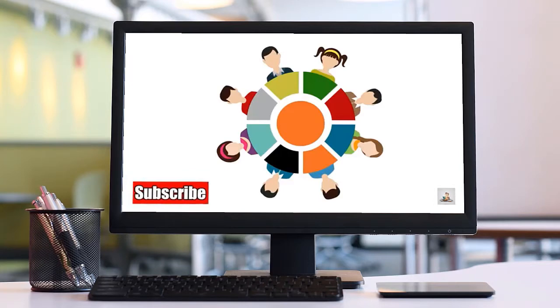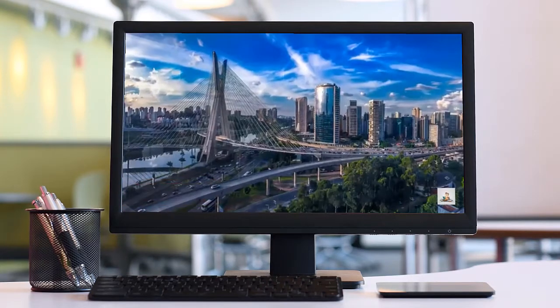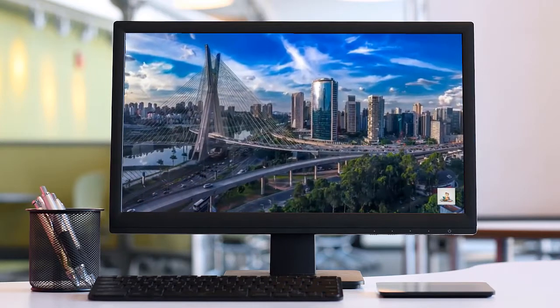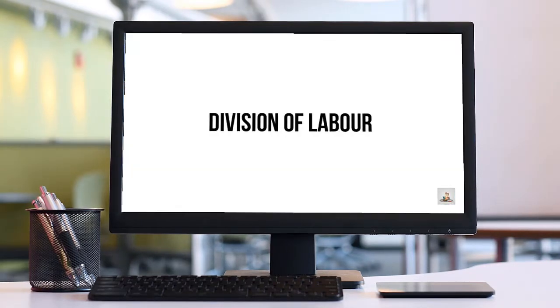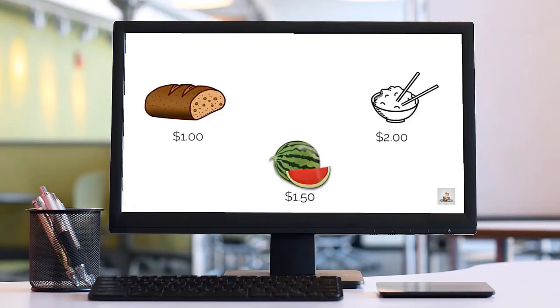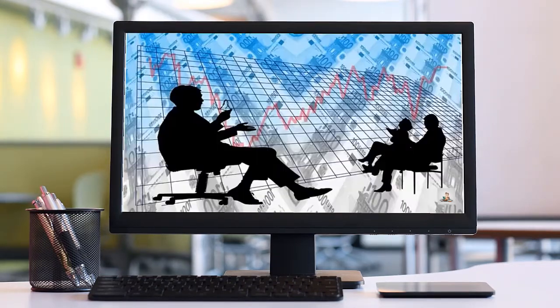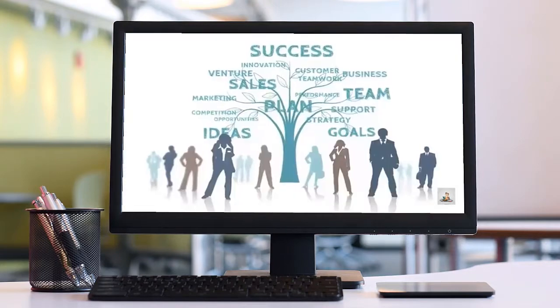Note that all humans lived in a subsistence economy before urbanization and big cities were formed. As our civilization grew, division of labor took place and different values were added to goods and services, and society began to develop into different economies.